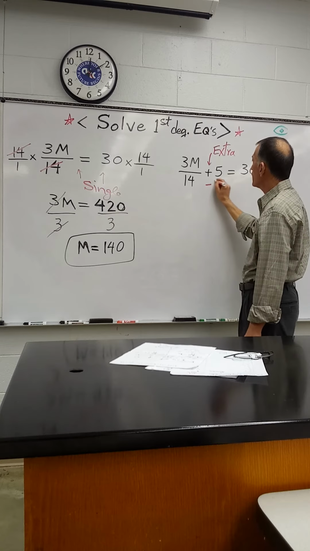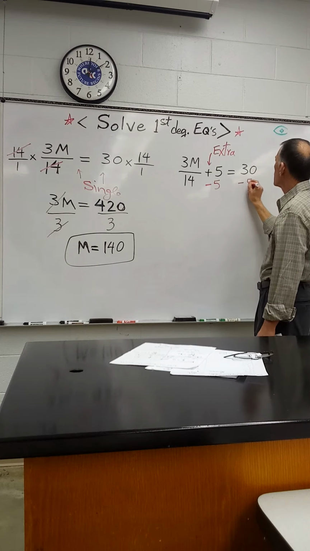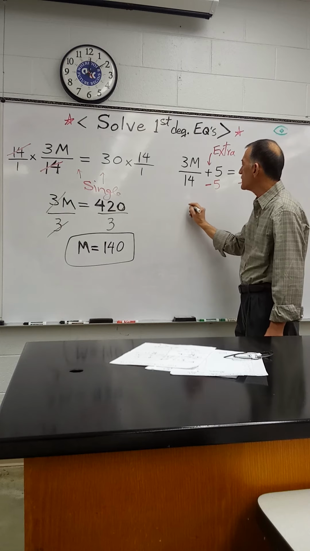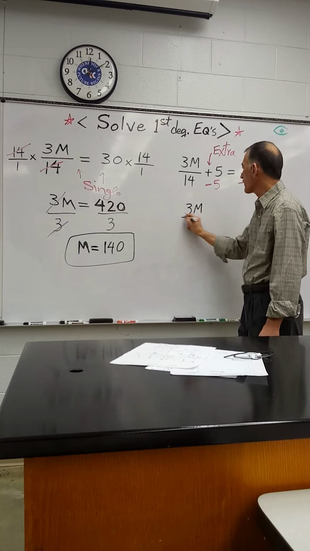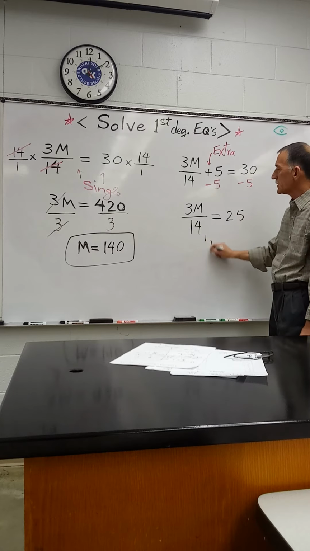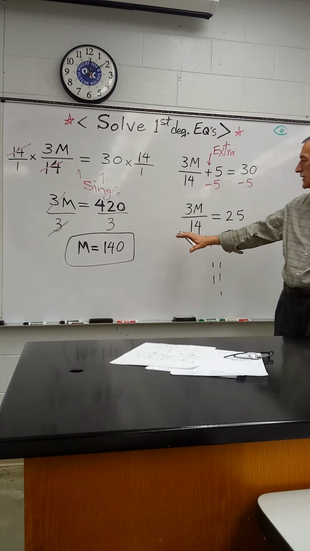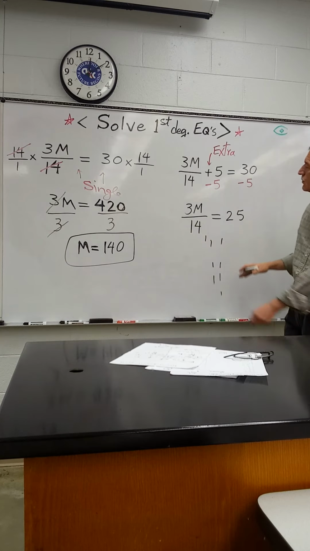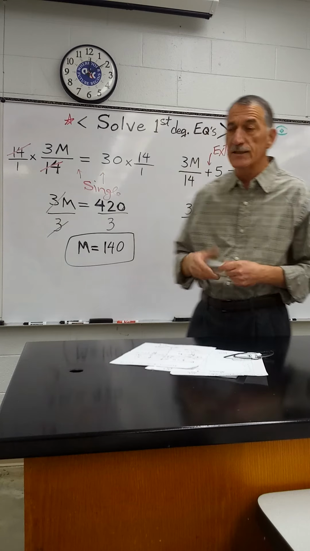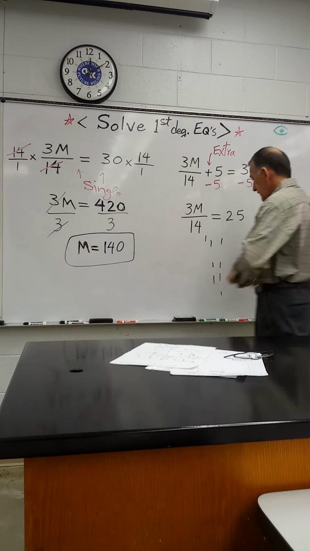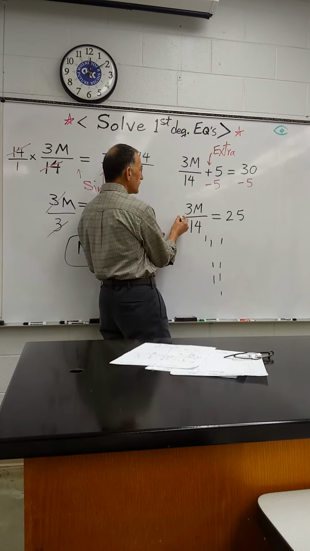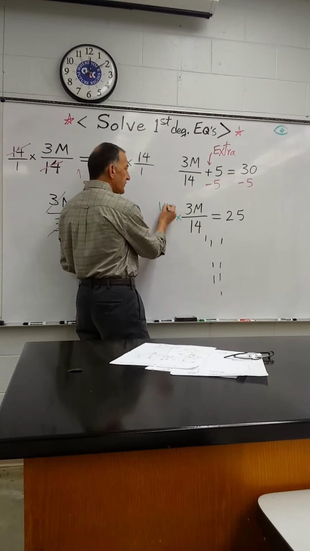You subtract 5, and you subtract 5, and then you end up with 3m over 14 equal to 25. The rest is history. You know how to do the rest. The rest is the exact same thing as we did here. You multiply by 14 on each side. Now, somebody might say, why can't you multiply by 14 over 3 on both sides? Yes, you can. That's another option. Rather than multiplying by 14, because that's 3 over 14, you can multiply by 14 over 3.